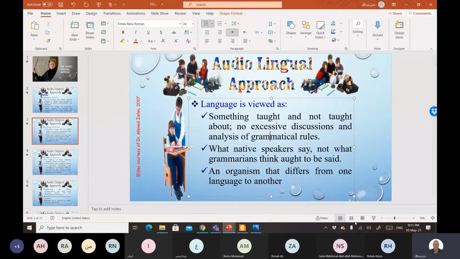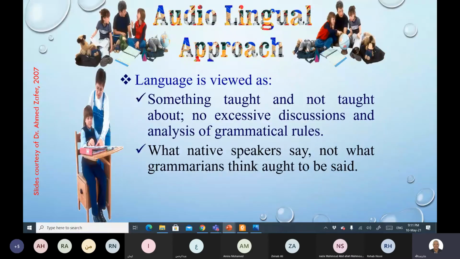طيب يضاف لي كده، language is what the native speakers say, not what the grammarians think ought to be said. وده برضو theory of language مهمة. So language is not what is in the grammar books. Language is not what is in the dictionary of words. Language is what the native speakers say.